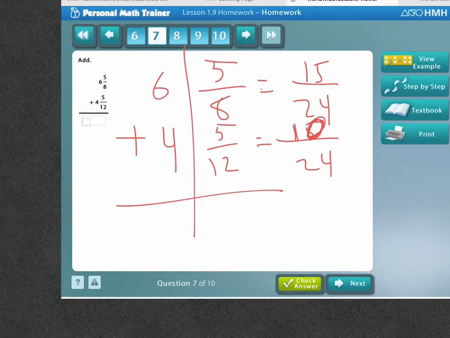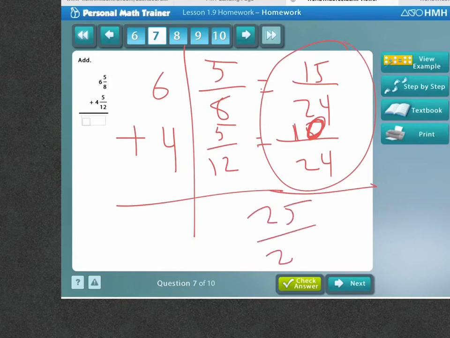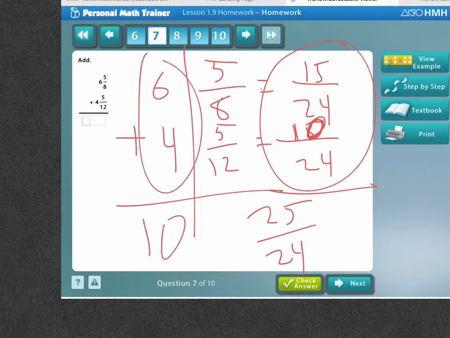So after I convert those to equivalent fractions, I end up with 6 and 5/8 is the same as 6 and 15/24ths, and 4 and 5/12 is the same as 4 and 10/24ths. So I'm going to add up 15/24ths and 10/24ths, giving me 25/24ths, and I'm going to add up my wholes. 6 and 4 makes 10. So I end up with 10 and 25/24ths.